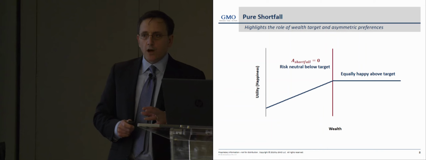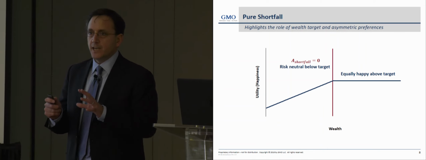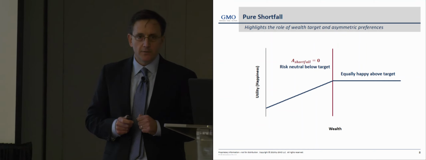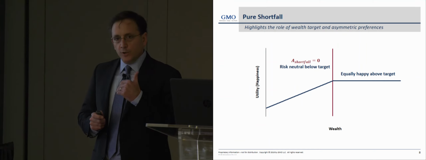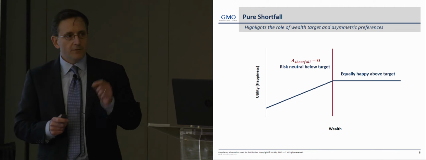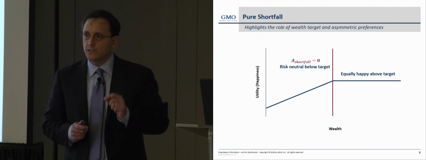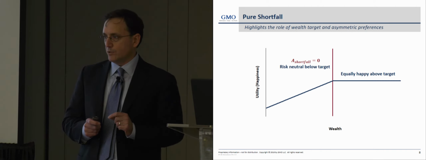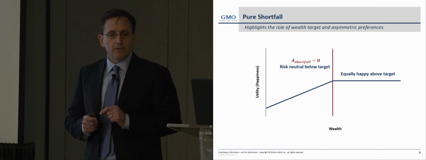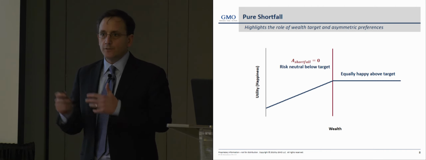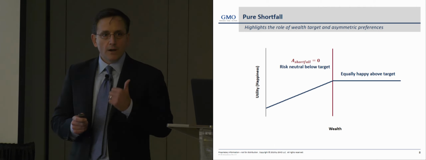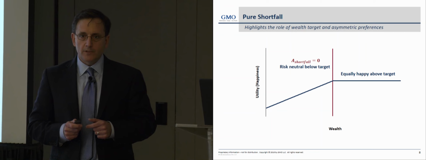Throughout the remainder of the talk, I'm going to focus on one particular version of a utility function, and that's what we call the pure shortfall utility function. In the pure shortfall utility function, when you're below target, if you're 20% below target, you feel twice as much pain than if you're 10% below target. If you're above target, you're equally happy for all levels of wealth above the target. Now, the virtue of this pure shortfall utility function is it highlights the role of the wealth target and of asymmetric preferences.